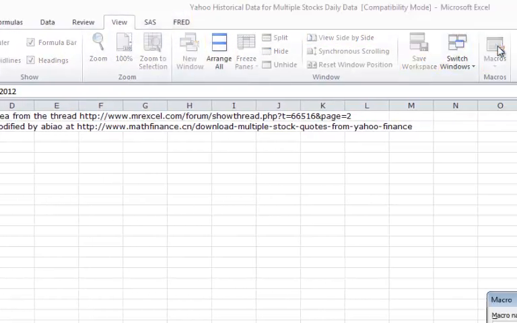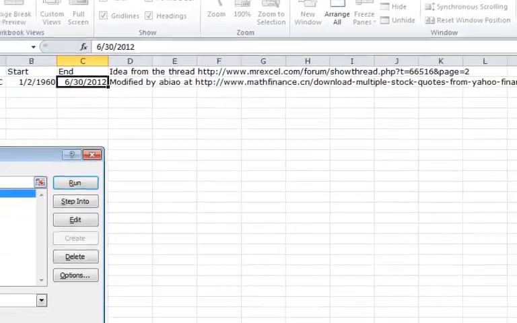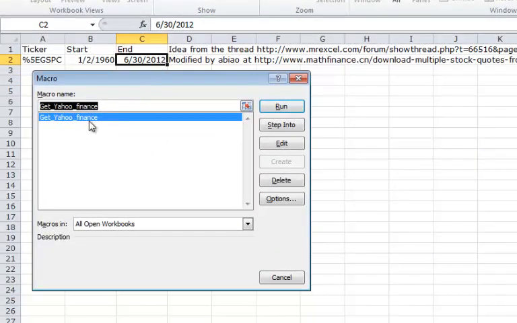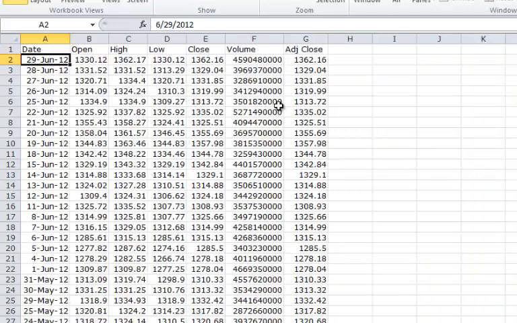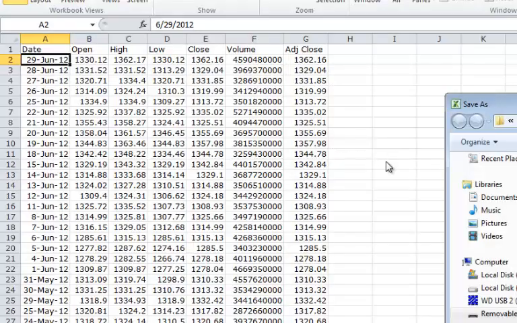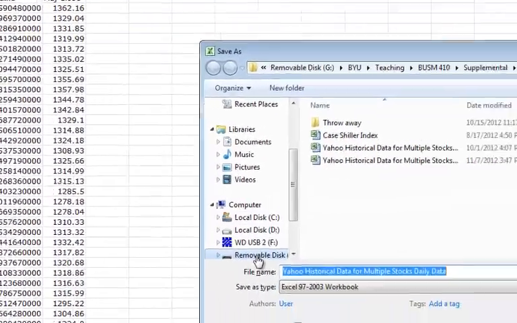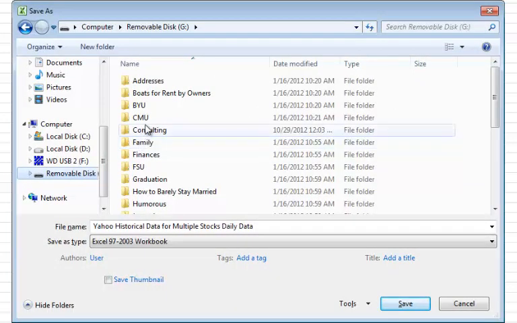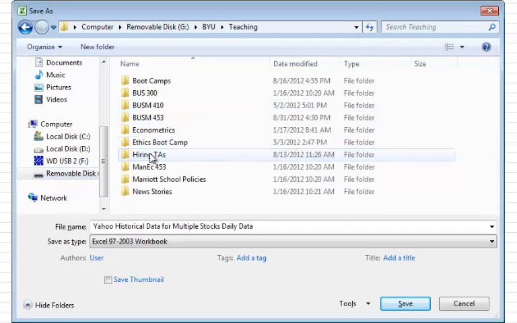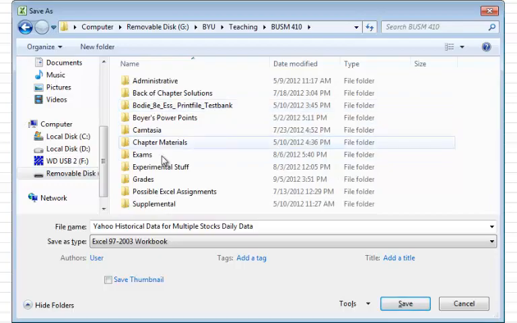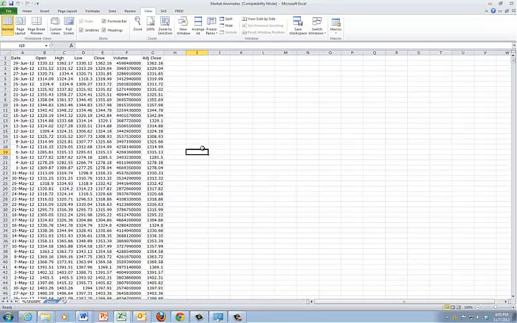Go and view the macro, and you can see there should only be one macro that's available. Run that macro and it will pull in this data, and then I would immediately save that so that you don't change the template for the macro. So let me just save that really quickly here. Okay, so I've saved my file, and all I want to do is work with this data here.